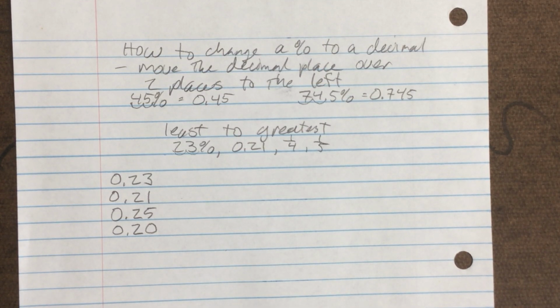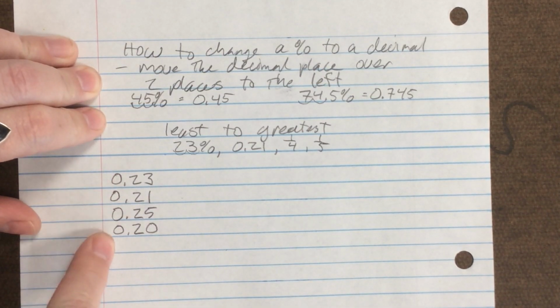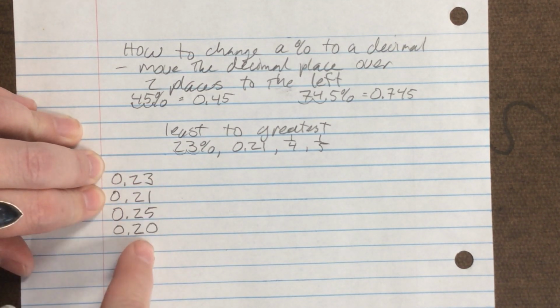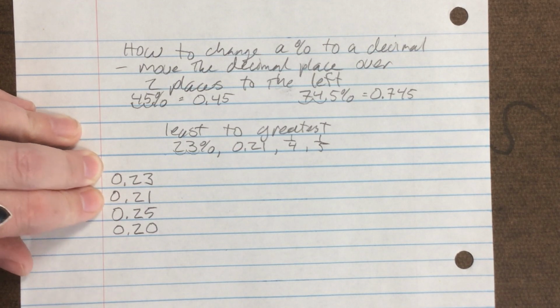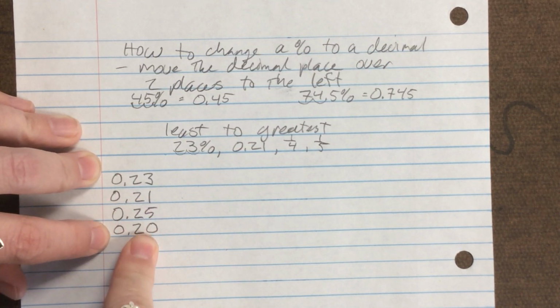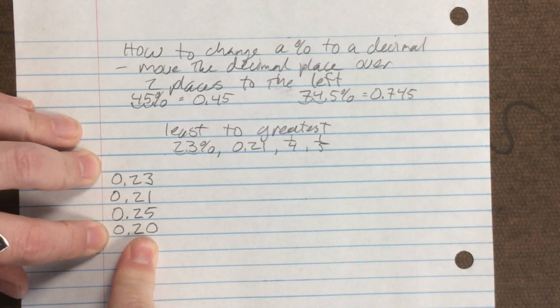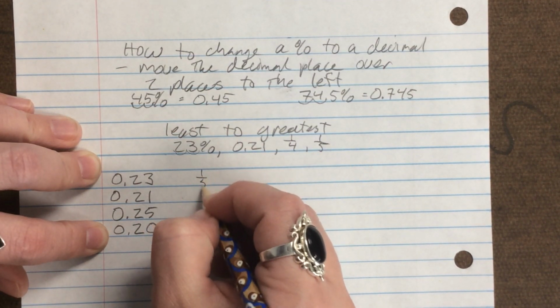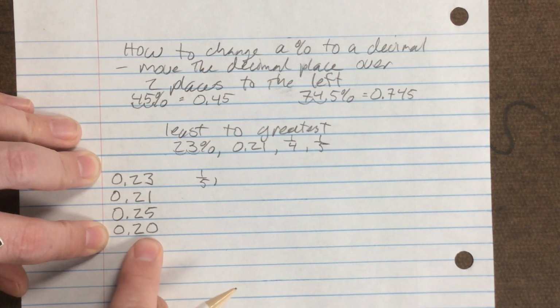All right, so let's compare. Our ones place, they're all the same. Our tenths place, they're all the same. So we're looking in the hundredths place, and now we're just going least to greatest. So the smallest is the 0.20, which is 1/5. And remember, they like to have it back in their original form. So 1/5 is the smallest.